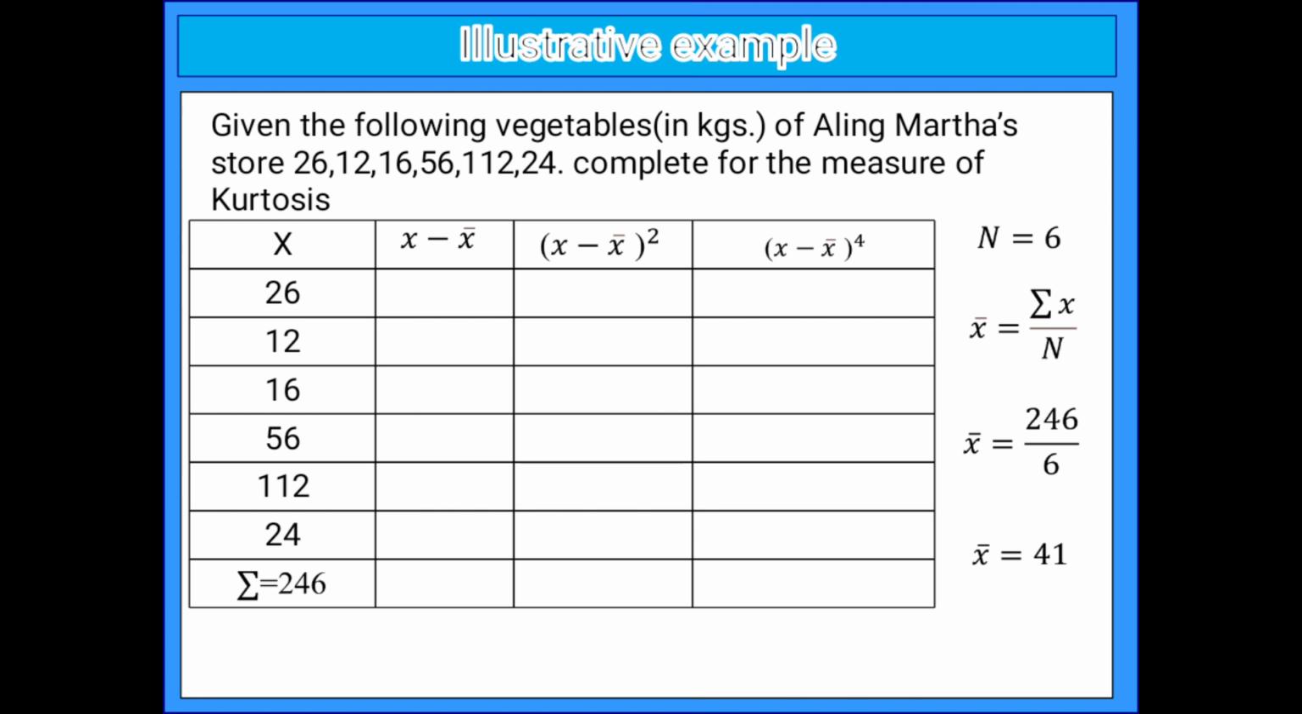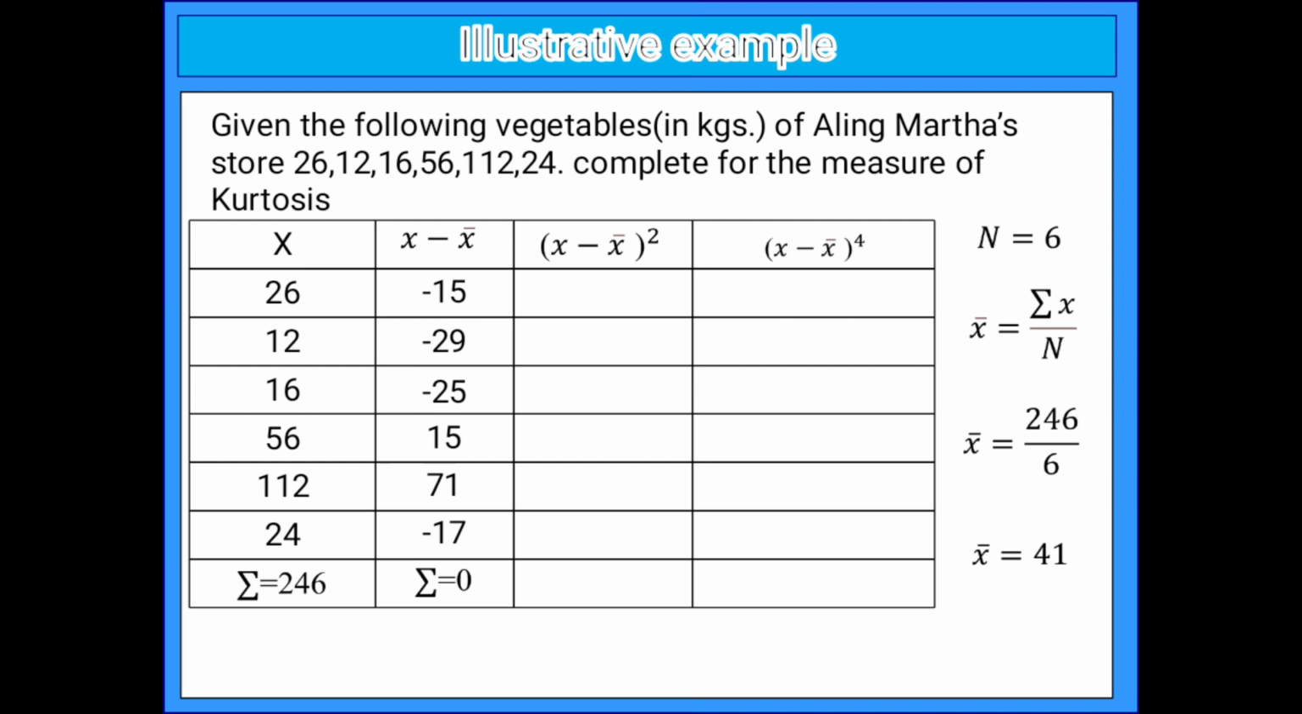Since we have the mean already, we're going to get the difference between each of the data and the mean. So we have 26 minus 41 is negative 15, 12 minus 41 is negative 29, 16 minus 41 is negative 25, 56 minus 41 is 15, 112 minus 41 is 71, 24 minus 41 is negative 17. And just get a summation of this in order for you to check. The summation will be 0, so it means that we got the right differences here.